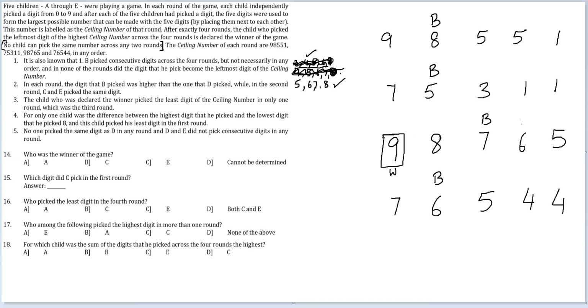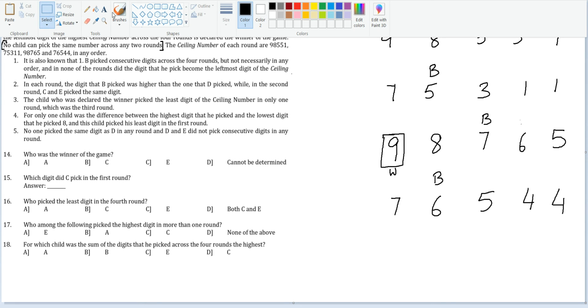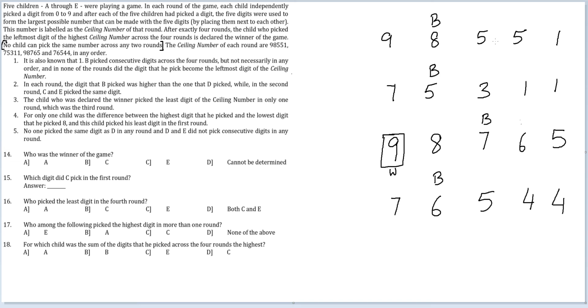Fine. Also, we are told in the second round C and E picked the same digit, which effectively means that in the second round there were at least 2 digits repeated. So there is a repetition of digits in the first case, in the second case, in the fourth case, but in the third case there is no such thing. So this is definitely not the second round. Fine, we'll take care of C and E having the same digit at some other point.